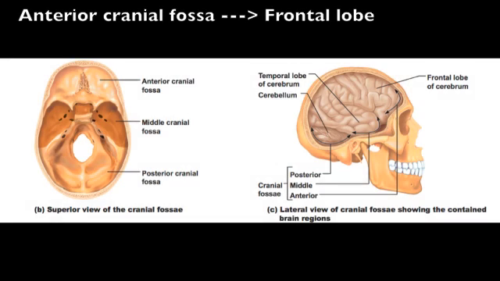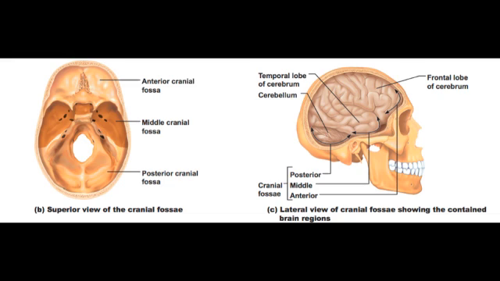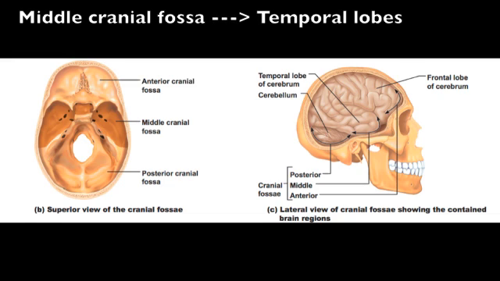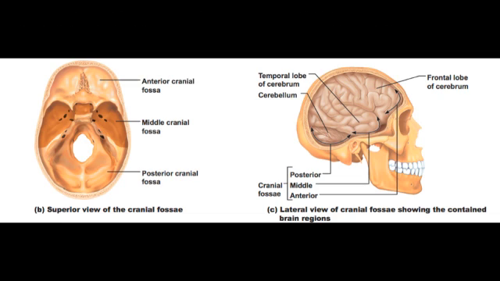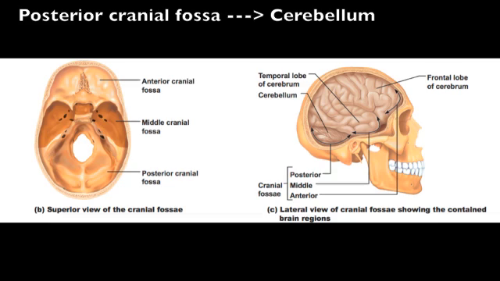Number 1, the anterior cranial fossa corresponds to the frontal lobe of the cerebrum in the brain. Number 2, the middle cranial fossa corresponds to the temporal lobe in the cerebrum. And number 3, the posterior cranial fossa corresponds to the cerebellum.